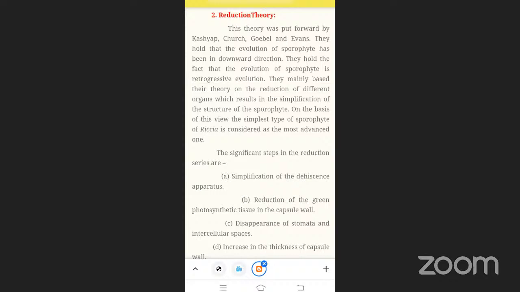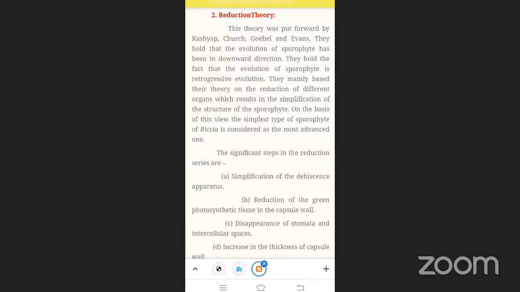So that's why the reduction theory says Riccia is the highly evolved sporophyte. It means there is no other material; sterile tissues are not present in Riccia. Only the fertile cells are there. So that's why Bower and Evans proposed this reduction theory based on the simplicity of the structure of the sporophyte. So Riccia is the most evolved structure compared to Funaria.